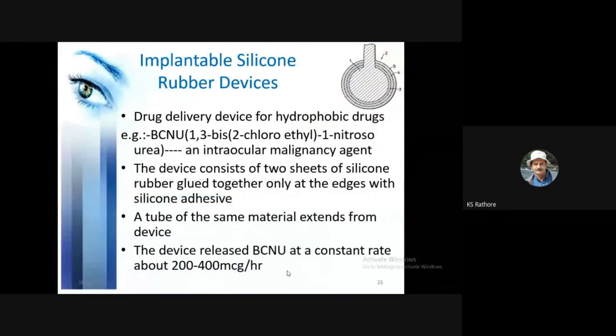Next one is implantable silicone rubber devices. That is a drug delivery device for hydrophobic drugs like BCNU, that is bis-2-chloroethyl-1-nitrosourea. This is an intraocular malignancy agent, used for intraocular cancer cases. This device consists of two sheets of silicone tubing glued together only at the edges with silicone adhesive, and a tube of the same material extended from the device. The device released BCNU at a constant rate of 200 to 400 microgram per hour.